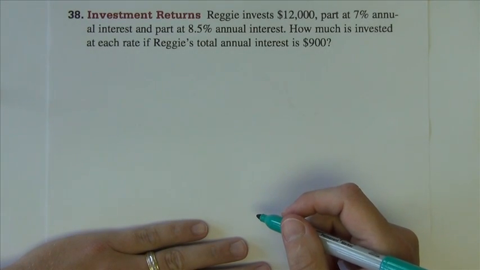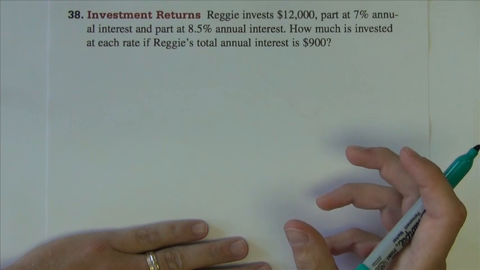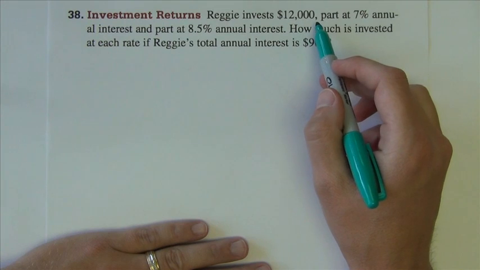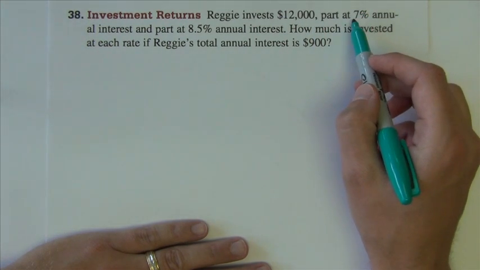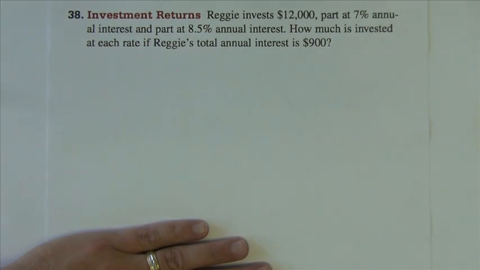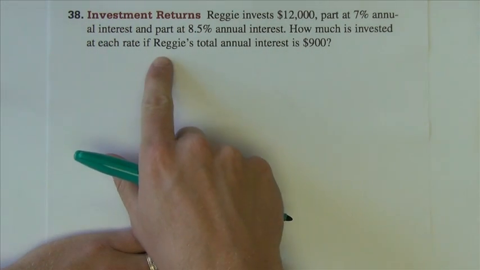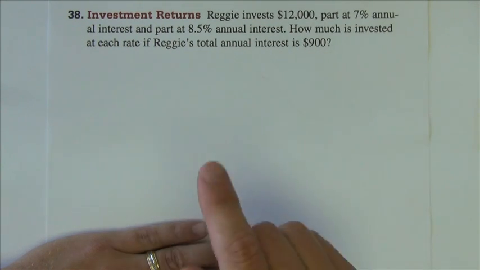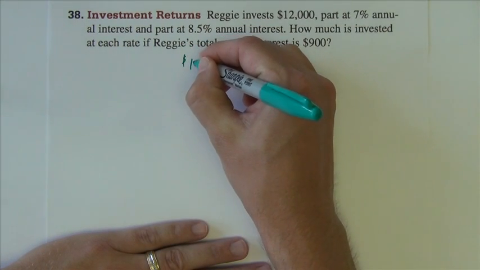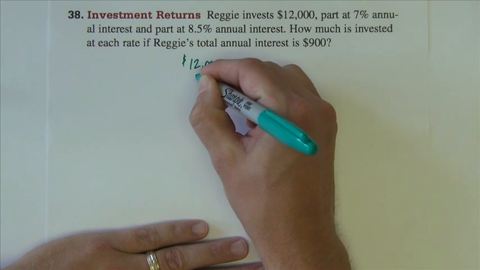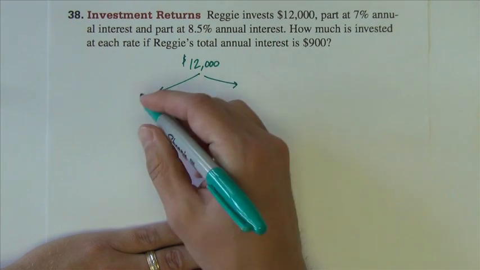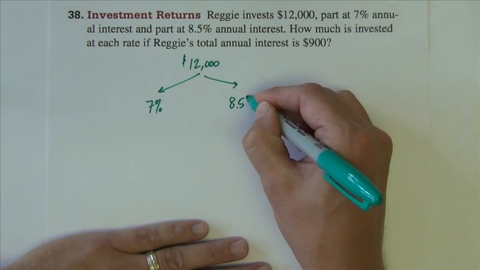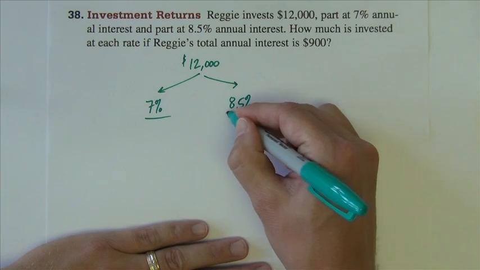The final problem of the notes is another mixture type problem, an investment problem. It says Reggie invests $12,000, part of it at 7%, part of it at 8.5%. How much did he invest at each rate if his total interest earned is $900? Okay, so he takes his $12,000 and he splits it up. He puts some of it at 7% and some of it at 8.5%.